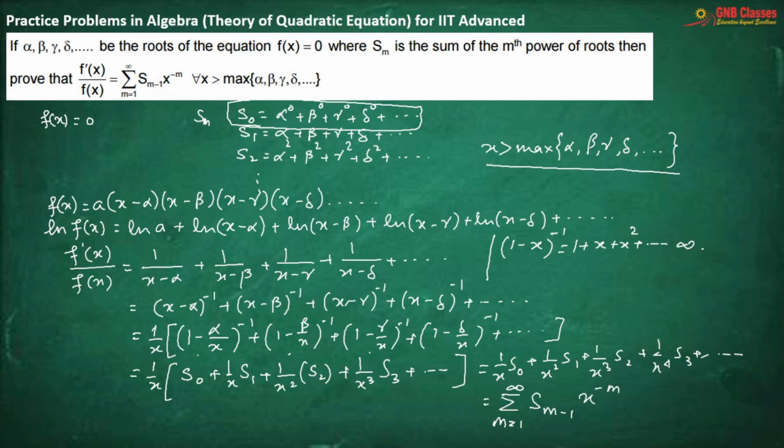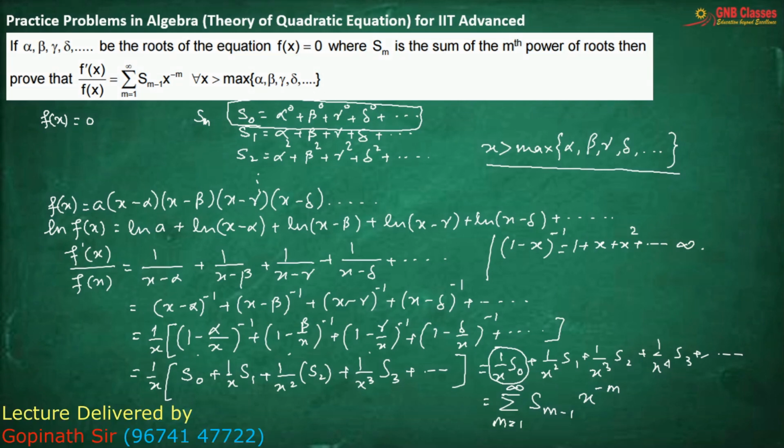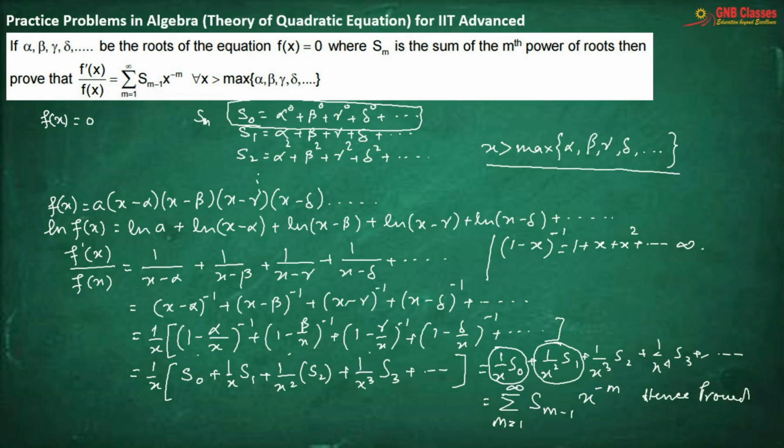Yes or no? Because in place of m, if I put 1, the first term that you are getting is S_0 x to the power minus 1, that is 1/x, exactly the same term you got in the first. In the second term, if I put m equals 2, it will be S_1 x to the power minus 2, exactly the same term you got, and so on and so forth. Hence, proved. Have you understood this problem clearly?